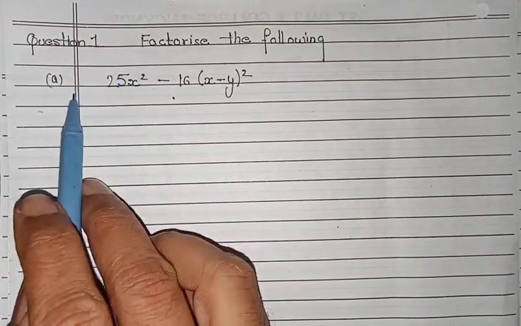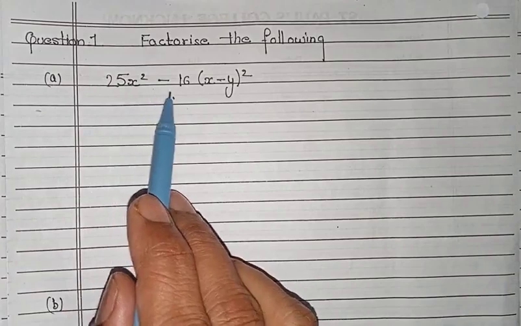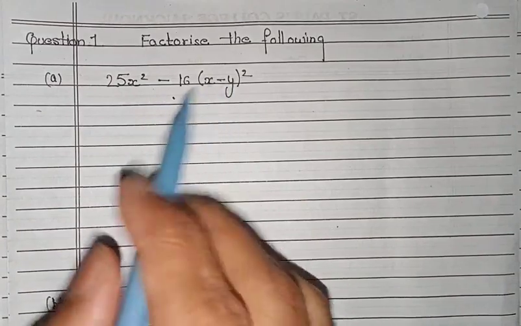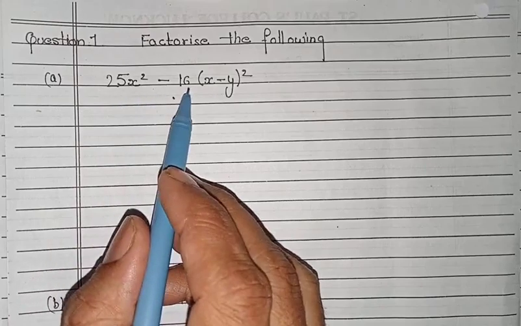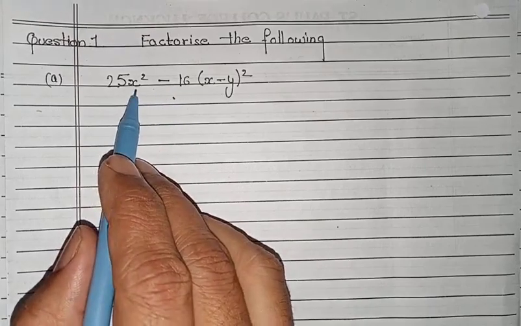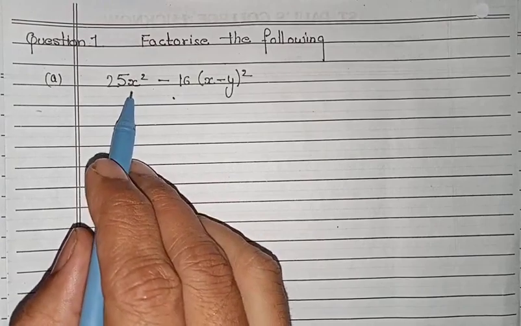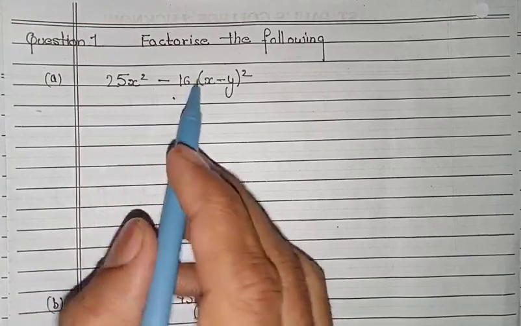Question number 1, A part. It says factorize the given expression. Now let's see how we are going to factorize it. As you can see, there are two terms and we can convert both these terms in square form.